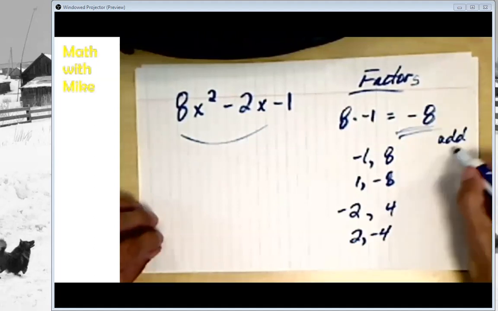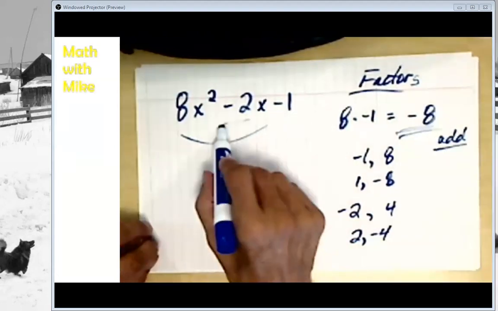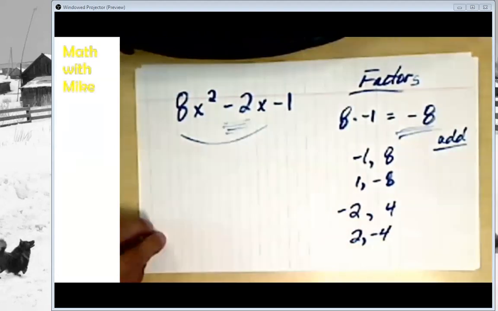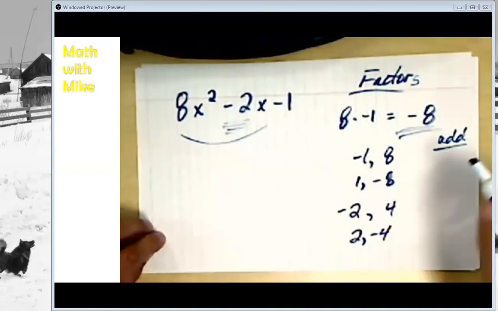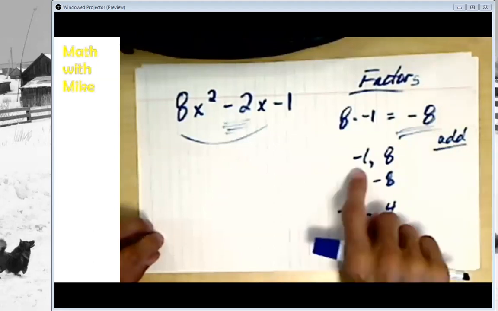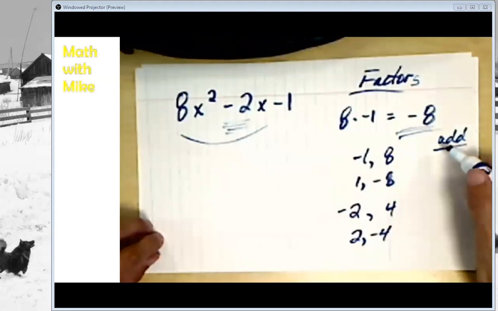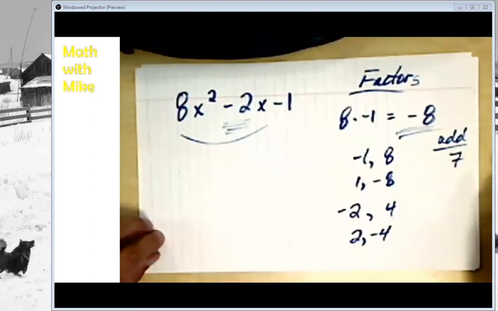That's right. We add them together to see if we get the match, to see if we get the minus 2. What's minus 1 plus 8? Add them. Plus 7. Good. Next one.